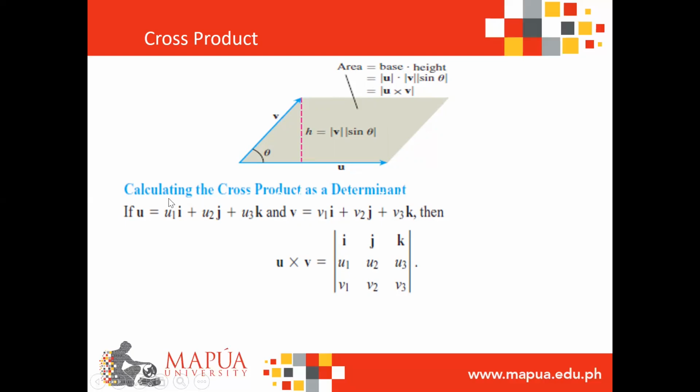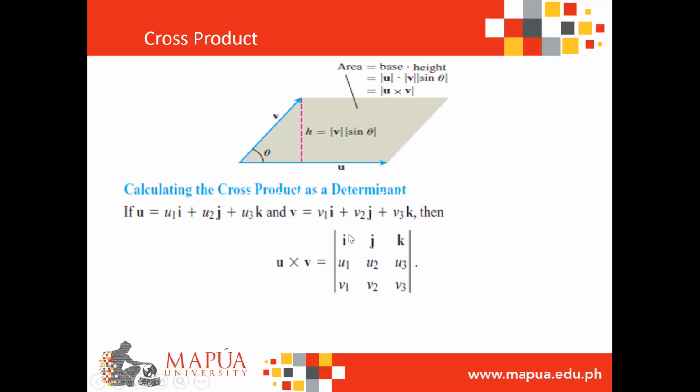So if we have now to calculate the cross product as a determinant, we have here the corresponding formula of the cross product of two vectors, having now a 3 by 3 determinant, where the first row is the i, j, k vectors, then the second row are the components of vector u, which are u1, u2, u3, and we have the components of vector v in the third row. So this makes a 3 by 3 matrix.